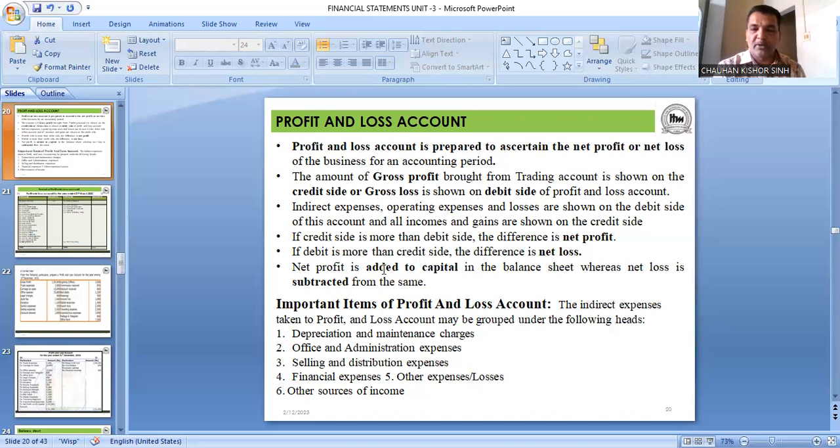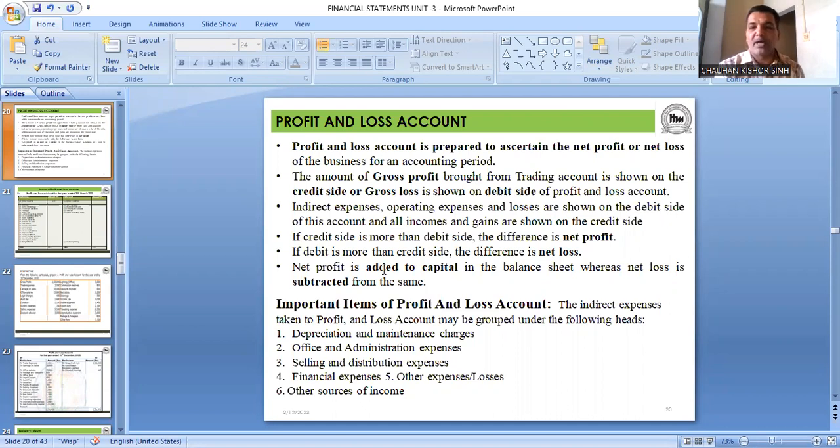So in profit and loss account, first of all, whatever gross profit or gross loss we have found in the trading account, that we will first bring in the profit and loss account. And thereafter, all the indirect expenses we will record on the debit side of the profit and loss account.